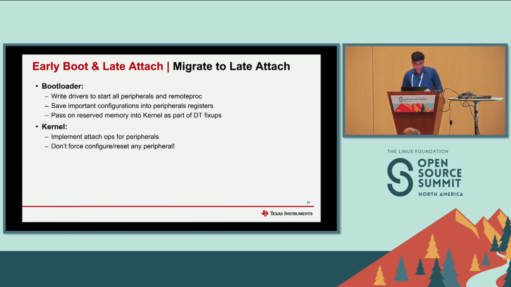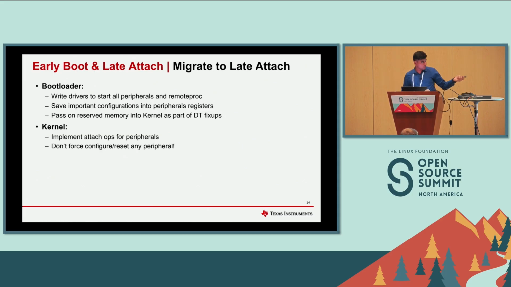So in summary, if you want to migrate into late attach, or you do not have a remote proc driver, these are the things you need to do. At the bootloader, it is very simple. You need to write drivers to start all the peripherals and the remote proc, whatever is supported by your platform. Then you save the important configurations into the peripheral registers. For the IOMMU, you need to set wherever you have programmed the page tables. For the remote processor, maybe you need to set where your resource table is.